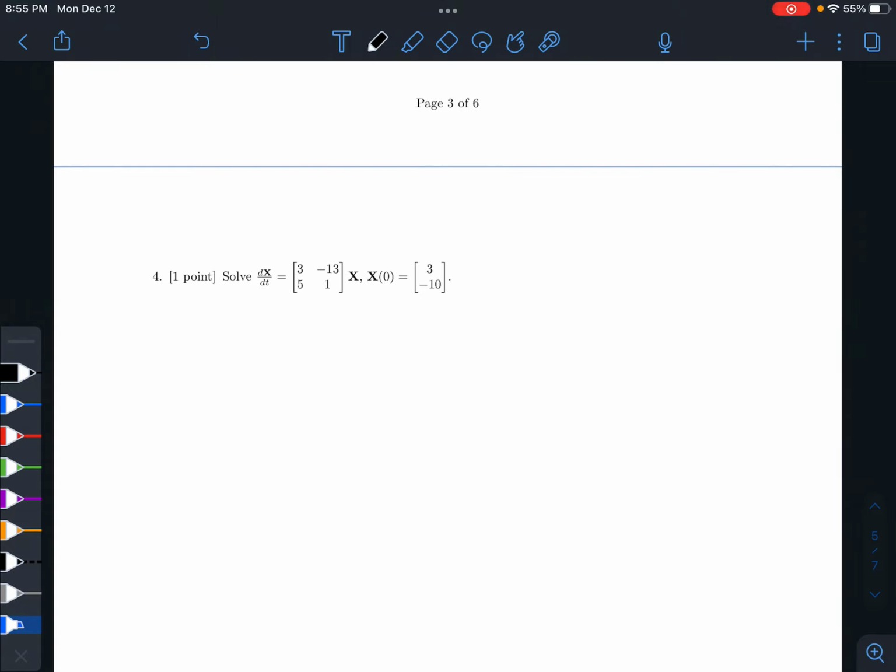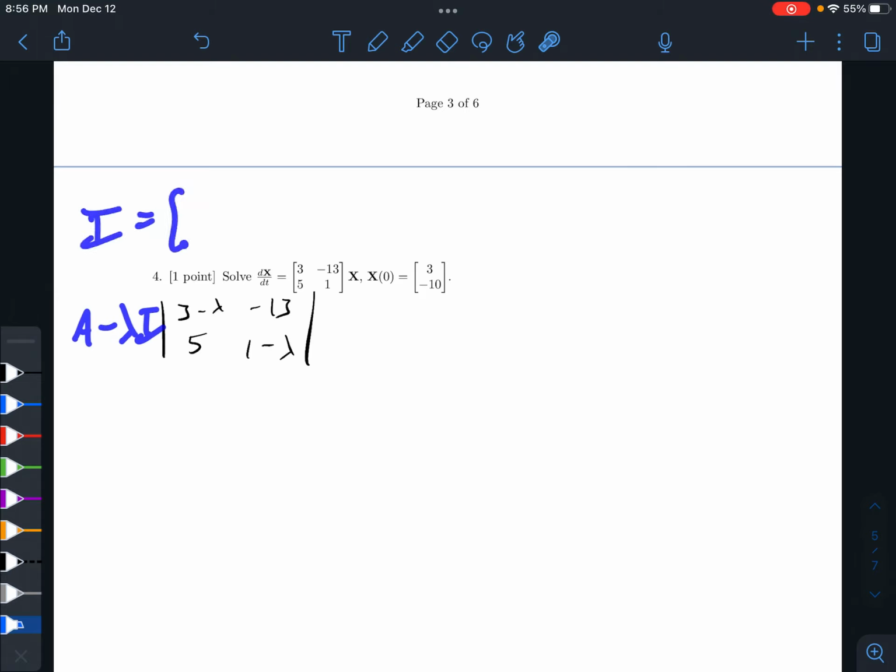All right, let's get into solving some DEs. dx/dt is the matrix [3, -13; 5, 1] times x, and x(0) is equal to (3, -10). So the first step is to compute the characteristic equation. I do the determinant, vertical bars, 3 - lambda, -13, 5, 1 - lambda. So this is the determinant of A - lambda I.